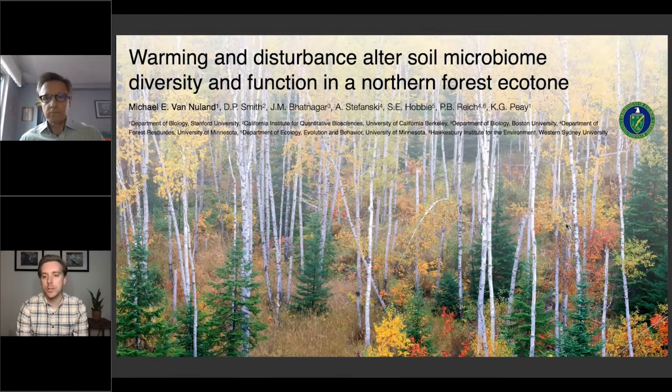Today I'm excited to share some of my work on how the soil microbiome responds to environmental change in forest ecosystems. And I'm excited about this work because it helps us understand a little bit more about the importance of interconnectivity of microbial communities in determining community responses, as well as thinking about how structure and function are linked when microbial communities respond to environmental change. And I want to quickly acknowledge my co-authors on this work that are spread across the US, and the Department of Energy for funding for the experiment that I'll be talking about.